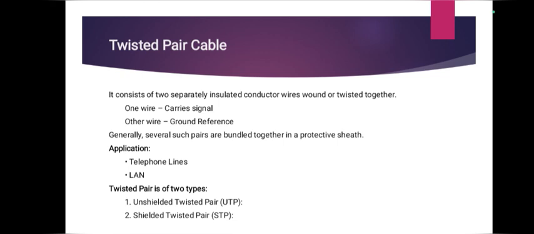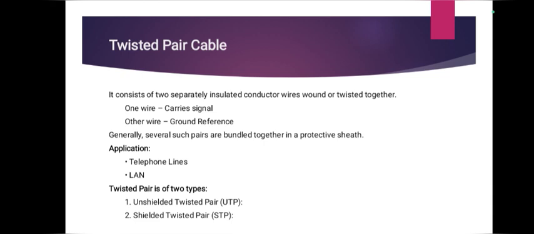Twisted pair cable consists of two separately insulated conductors. One wire carries information and the other wire carries ground reference. Generally, several such pairs are bundled together in a protective sheath. Applications: it is applied in telephone lines and LAN networks.